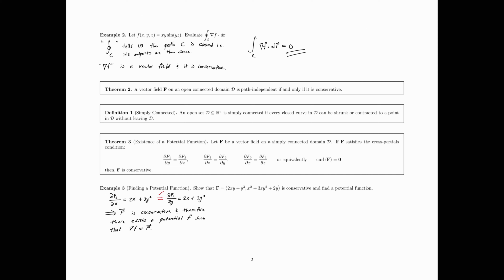So remember, what is the gradient of a function of two variables? Well, it's the x partial derivative and the y partial derivative. And then we know what our vector field F is. That's 2xy plus y cubed, comma, x squared plus 3xy squared plus 2y.